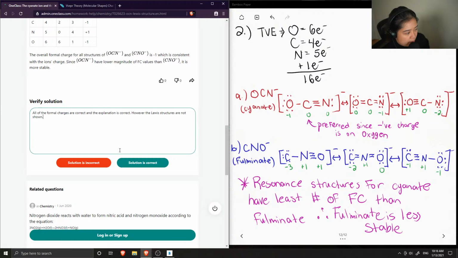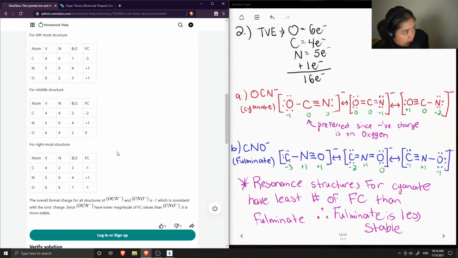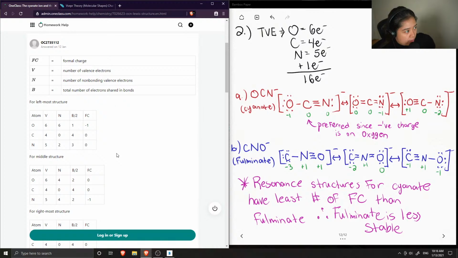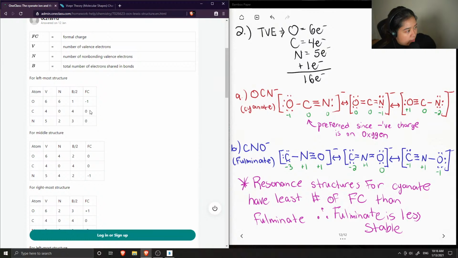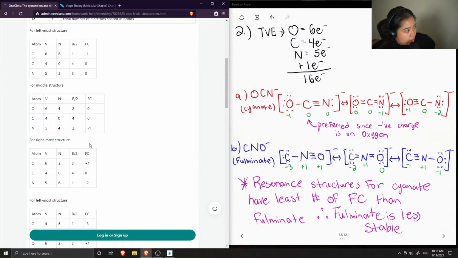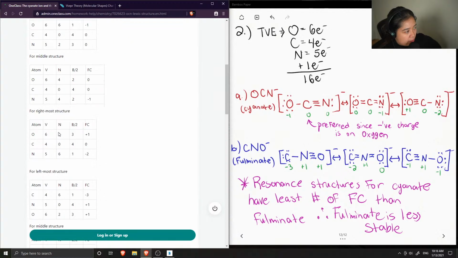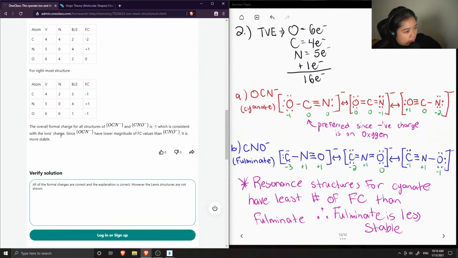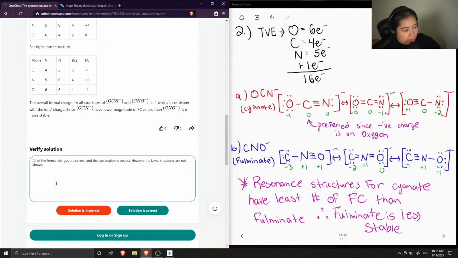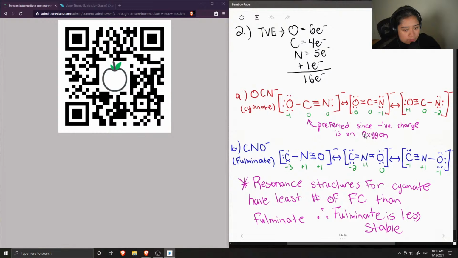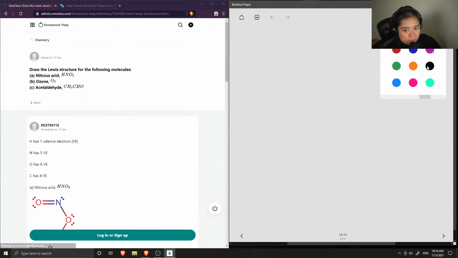So maybe it's like a technical difficulty, but I'm just going to say this solution is incorrect just so that we can see what the issue is. But it looks like they really labeled which structure is which and showed all the different formal charges, but we just can't see the Lewis structures for some reason. So on to question number 3.